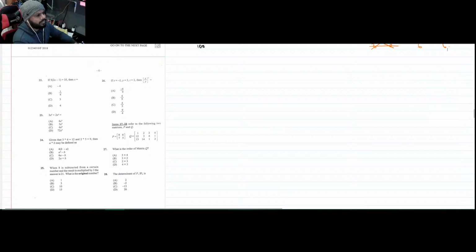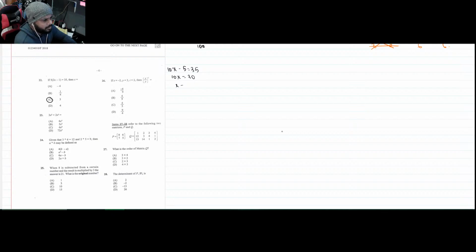If that is equal to that, then x is equal to, just a rearranging. First I'll expand the brackets. I get 10x take away 5 is equal to 35. Move the 5 across, I get 30. So 10x is equal to 30. x is 30 over 10, which is 3. The answer is C.